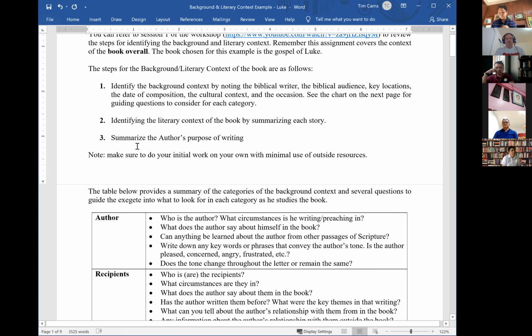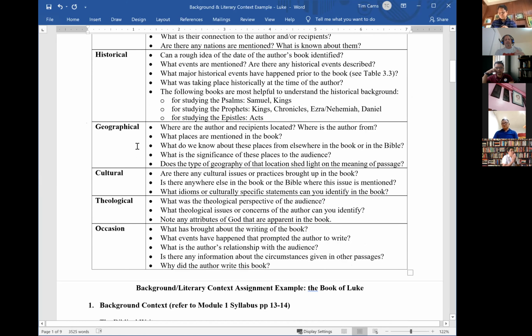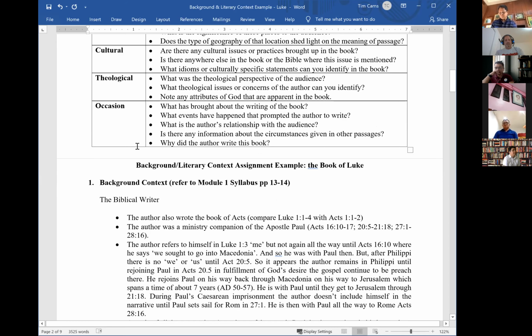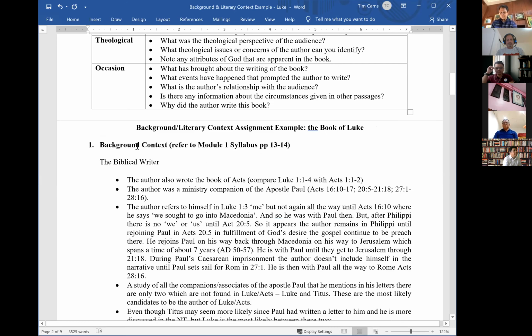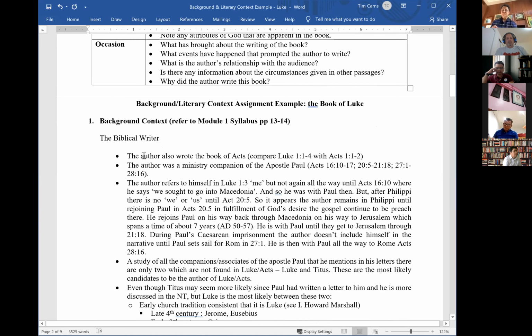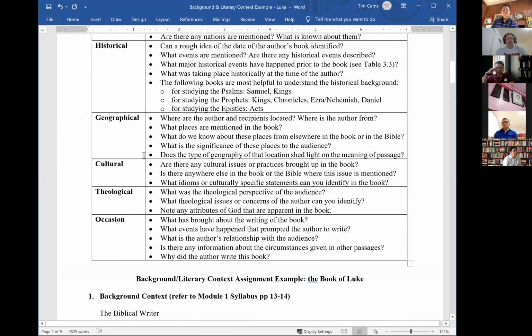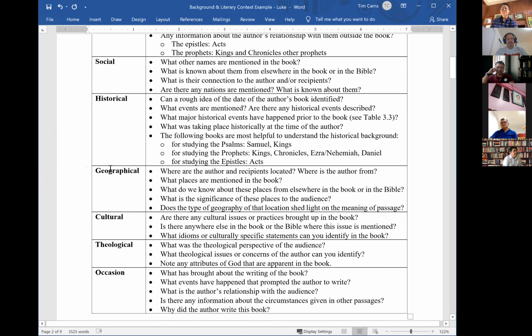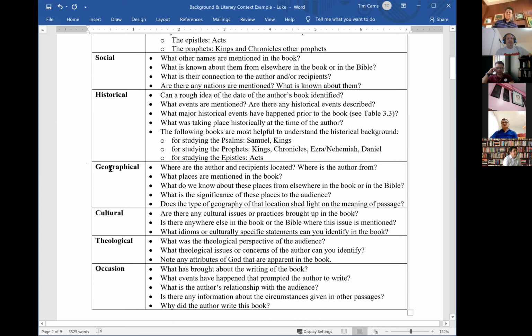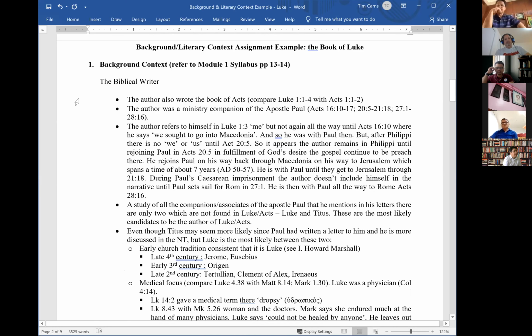I'll just show you the example from Luke. And by the way, I'll send this example to you again, so you have it. I'll put it on Facebook message. But here, I'm filling in each category: author, recipients, the social context, historical, etc. All right. So I'm going to identify any information about the biblical author.